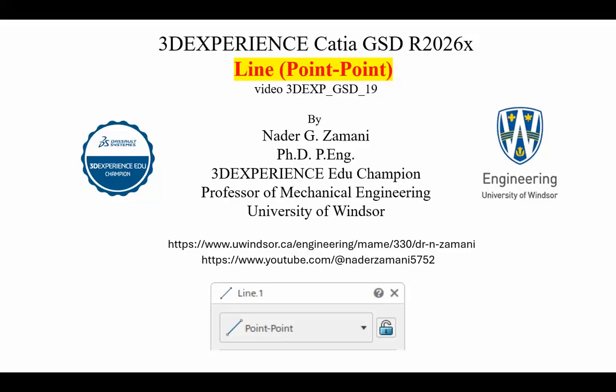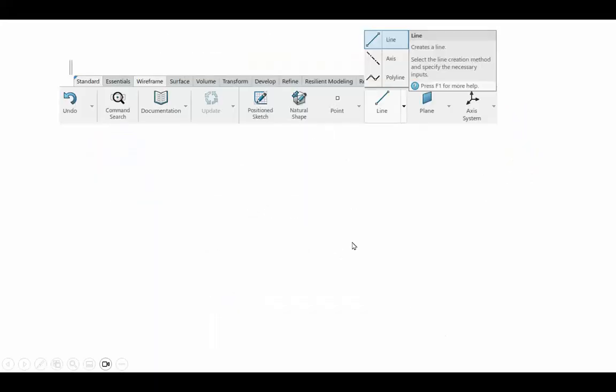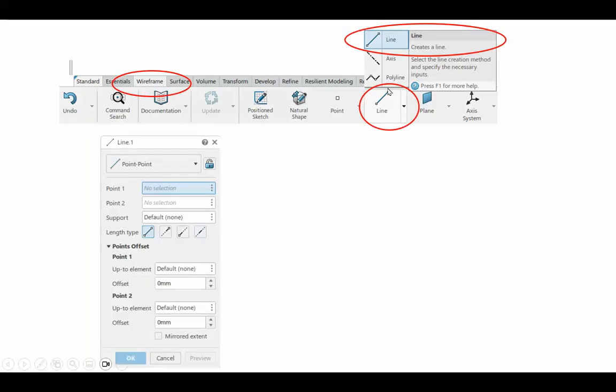I'm going to go back to the wireframe and concentrate on the line creation. When you're in generative shape design and you select the wireframe tab, one of the things you can do here is create a line, and this is the icon for creating a line. Once the line is selected, you get a menu that needs to be filled out. There's quite a few things here that we're going to have to do.